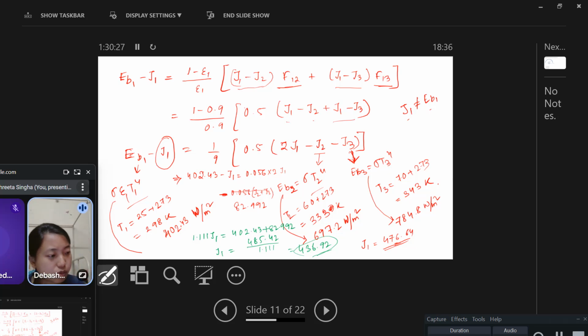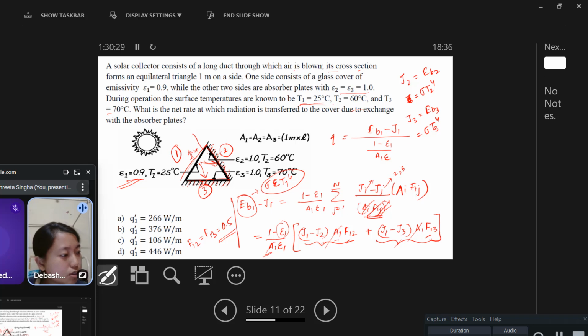But what after this? We were going to calculate this Q. After you get J1, you know what EB1 minus J1 is. You just insert it here. Then 1 minus epsilon, epsilon is given as 0.9, A1 into epsilon 1. A1 is given already: A1 equal to A2 equal to A3 is 1 meter into L. Now they have asked to find the net rate, so this is the net rate Q.